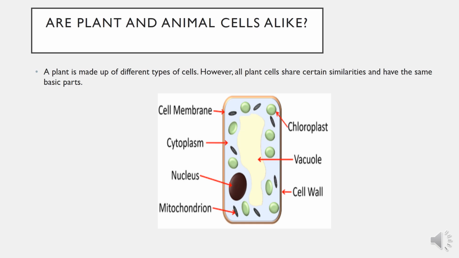Okay. Now first we will discuss parts of a plant cell. A plant is made up of different types of cells. However, all plant cells share certain similarities and have the same basic parts. In this diagram, there are some parts shown of a plant cell. You can see a cell membrane, cytoplasm, a nucleus, mitochondrion, chloroplast, vacuole, and cell wall.